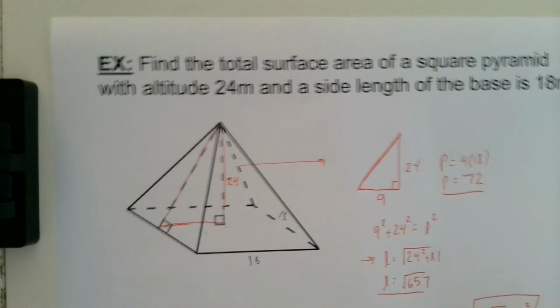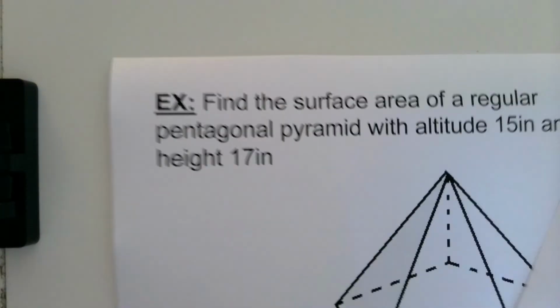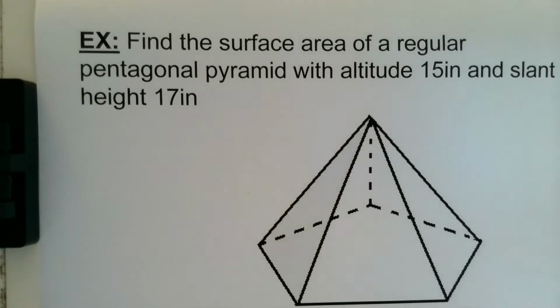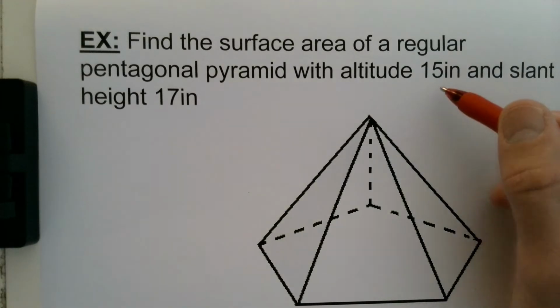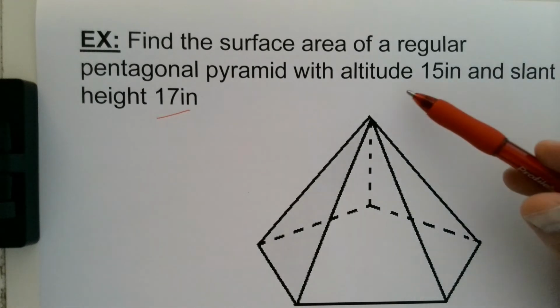Last one we're going to do on this video is going to be a different kind of pyramid that we've been working with. So this last one is going to be a regular pentagonal pyramid. They're telling us the altitude and the slant height. Okay, so that's nice and all. Slant height is important. We need that. The altitude, though, we don't really need that.